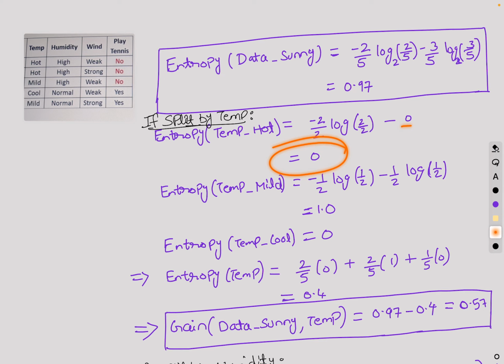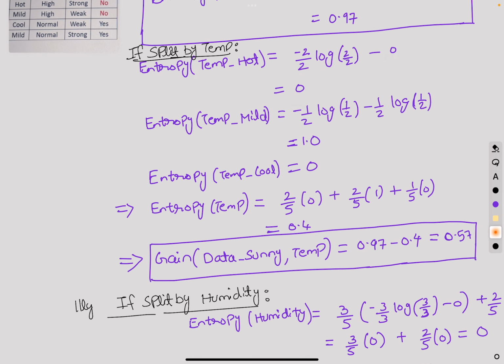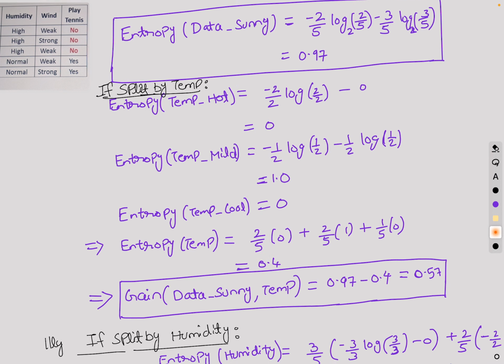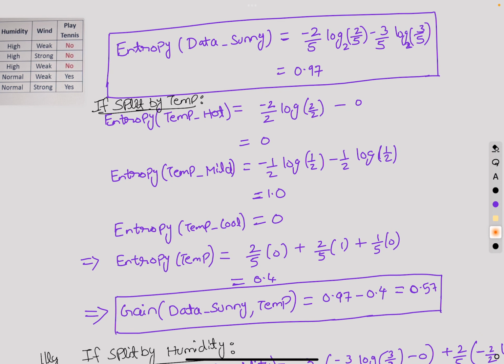So when I take the weighted average of all these 3 subsets, I get the entropy at the temperature split level, which is 0.4. So the information gain that I get after splitting the data based on temperature is 0.97 minus 0.4, that is 0.57, which is a good information gain.